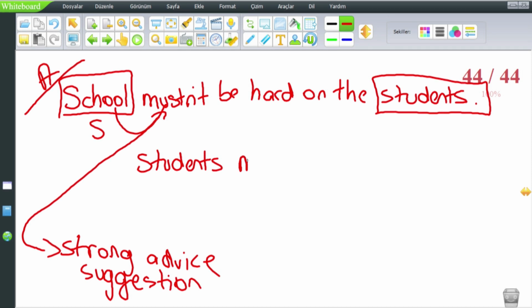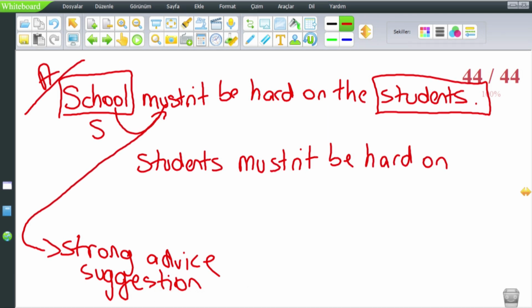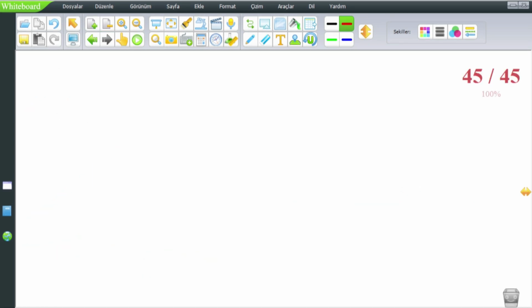So I'm taking the object to the beginning of my sentence. Students mustn't be hard on by the school. You can add this, but it's your choice, but it would be better if you added it.